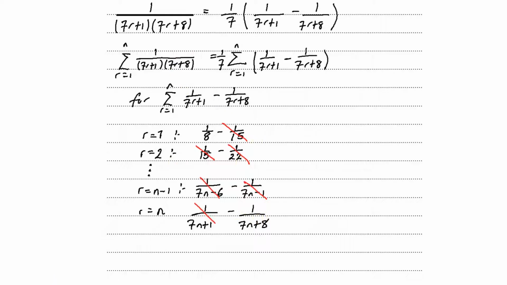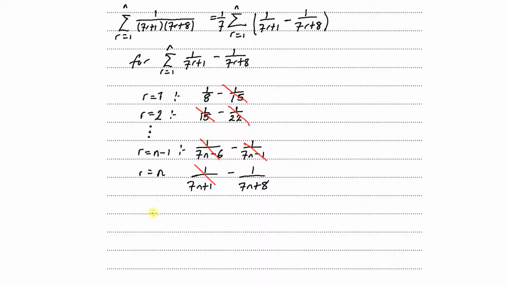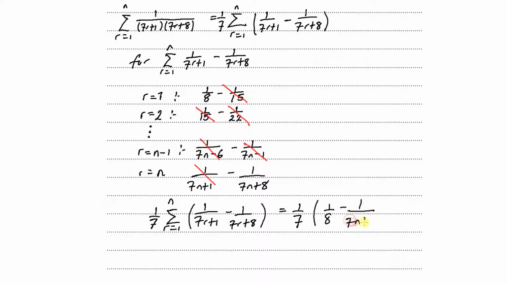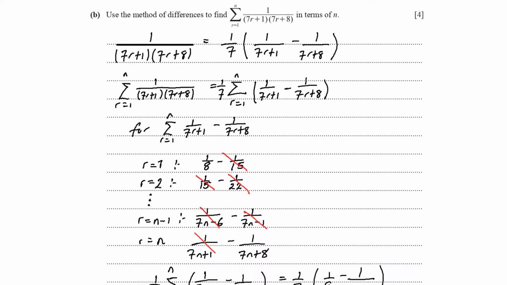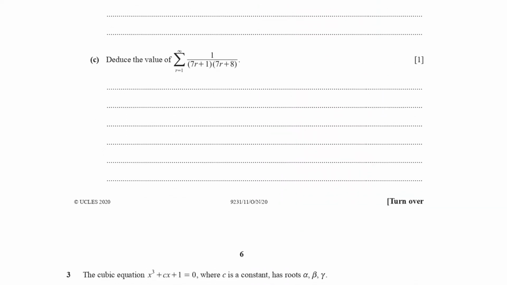So it means that from the method of differences here, 1 over 7 of the summation from r is equal to 1 up to n of the form 1 over 7r plus 1 minus 1 over 7r plus 8 gives us 1 over 7 of, and we have the first term here 1 over 8, and the last term minus 1 over 7n plus 8. So this here becomes the final solution. And that's it for part B. Let us move on to part C.